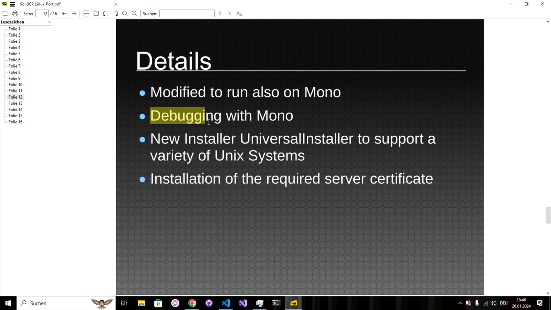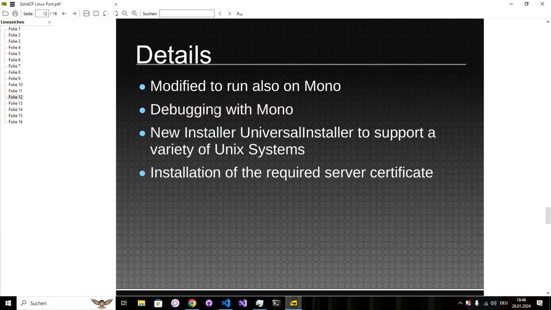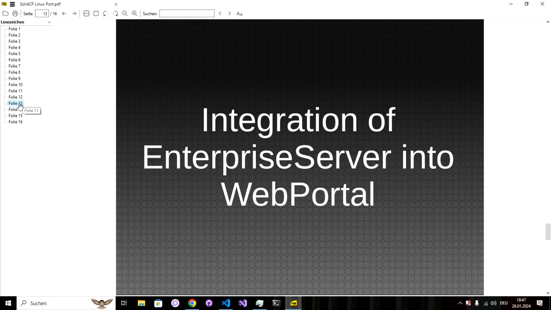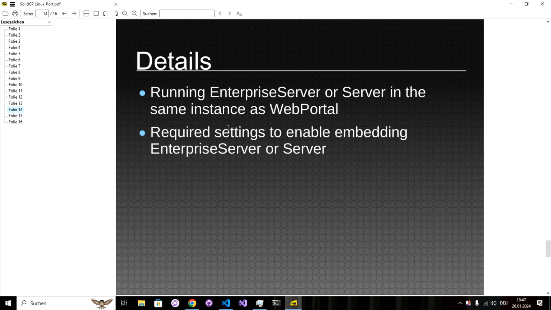And I'm going to show afterwards how you can debug with Mono in Visual Studio, because it's not trivial, as Visual Studio out of the box only supports connecting to a Mono debugger, but that support is not really complete. I'm going to show this at the end. So let's have a look at the integration of Enterprise Server into Web Portal.